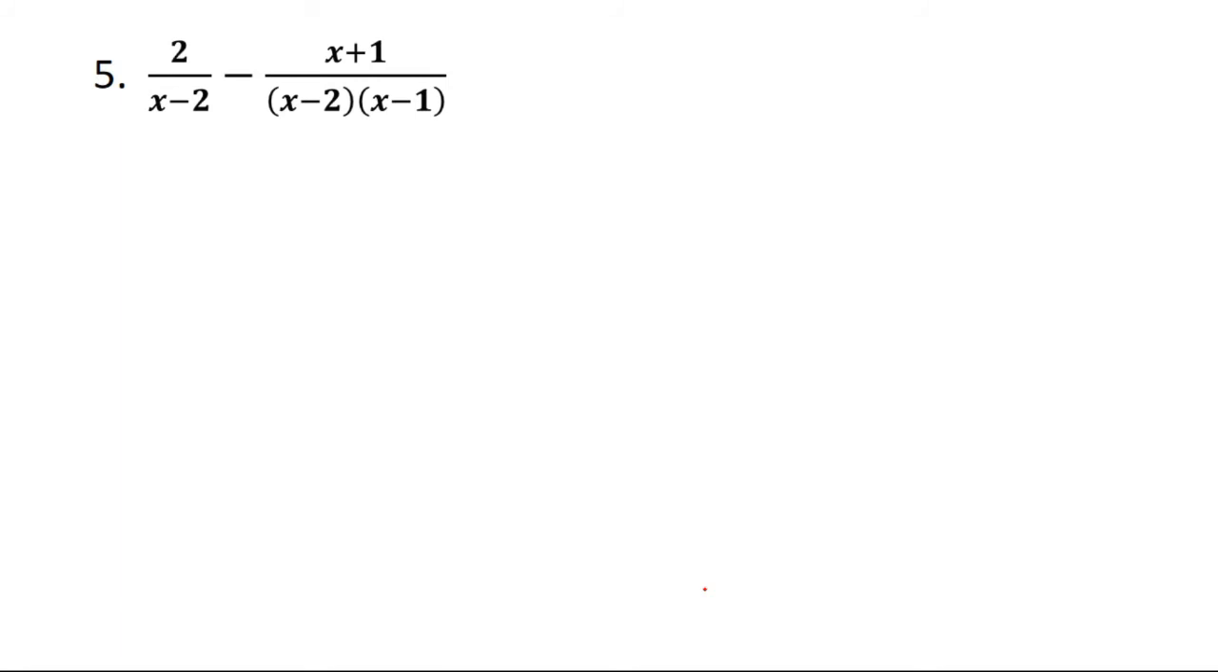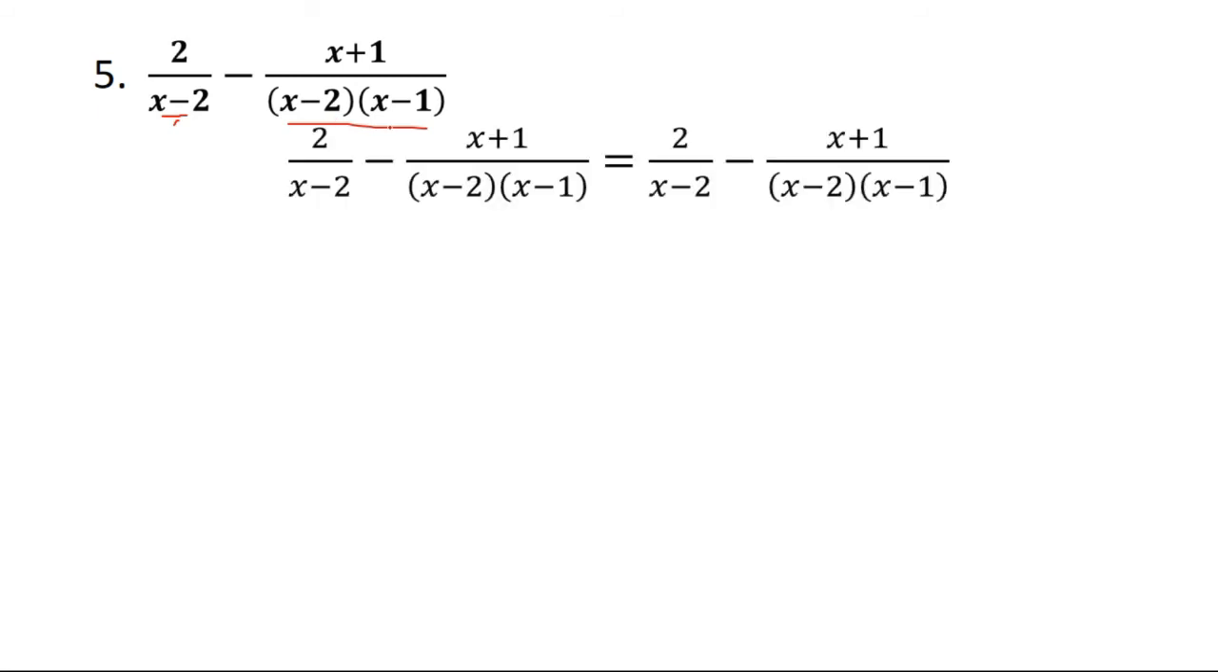Let's take the final example. We have 2 over x minus 2 minus x plus 1 all over x minus 2 in one bracket, x minus 1 in the other bracket. Now we can also see from here that we have x minus 2 here, and that x minus 2 can also be found here. So in this case, the LCM will be this. Because we can find x minus 2, which is the denominator here, we can already find it here. This part is going to be the LCM.